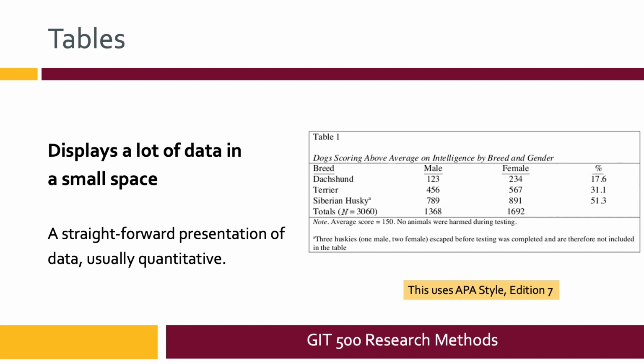Another way to display data is to use a table. Tables are a great way to show a lot of data in a very small space in a way that is very straightforward and usually quantitative. It's a much easier way to understand lots of quantitative data. This example is using APA style edition 7, which is the latest one. You can see it's all about dogs scoring above average on intelligence and breed and gender. You're getting counts and also percentages, and you see the breeds. So there's a lot of data in there. It's very easy to understand looking at this table what's going on with that data.